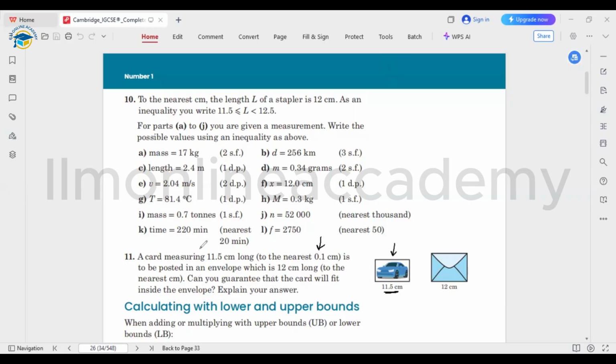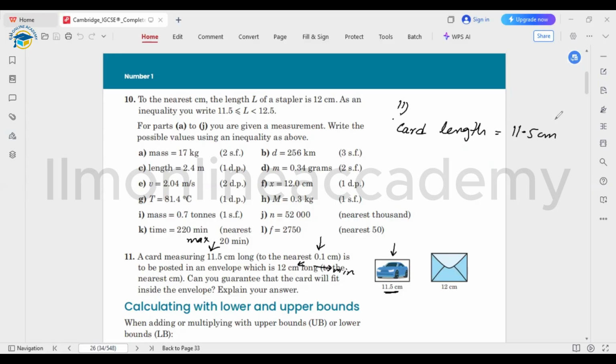First of all, they gave us the card length as well as the envelope length. So we can check the maximum card length and the minimum envelope length. If they both are according to the measurement, we will check whether it will fit in or not. So first of all, the card length they gave us in part number 11 is 11.5 centimeter.